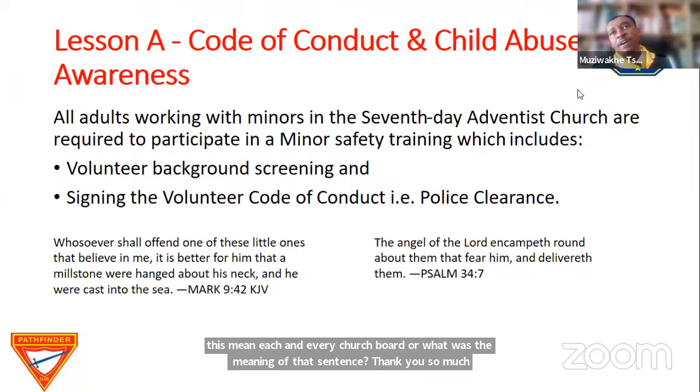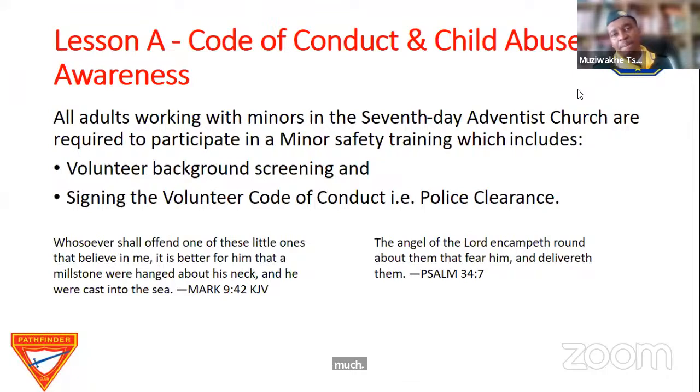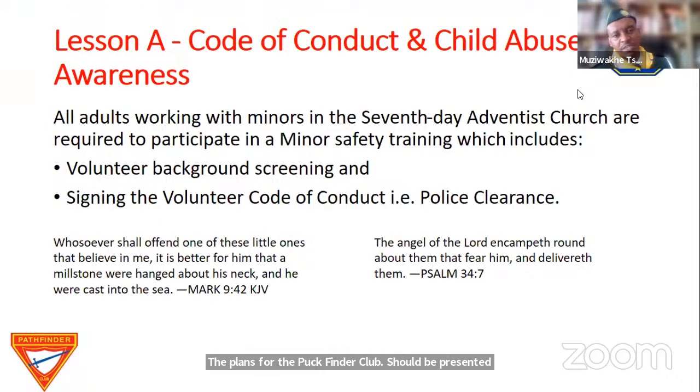I think, leader, what I can advise is that, especially at the beginning of the year, the plans for the Pathfinder Club should be presented to the church board. That helps because when we vote to accept this or want to question it, we can actually do that and advise the youth leaders. It is in such meetings where some input is given.